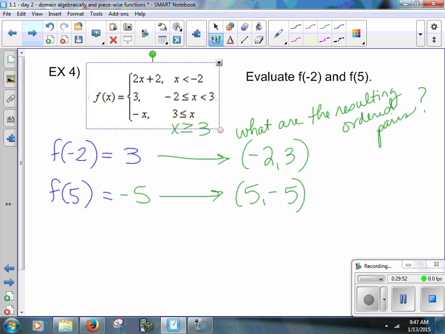You've got to know that if you're asked how to get them, okay? Because remember, the value that's inside the parentheses, the f of, that's your x. And when we crunch numbers, we get our y, okay? Questions, comments? How do you feel? Is it weird?